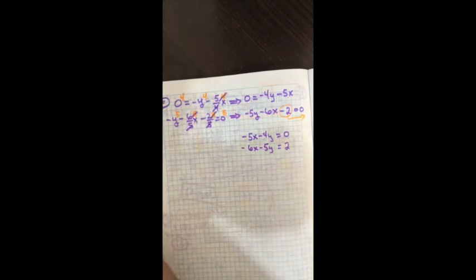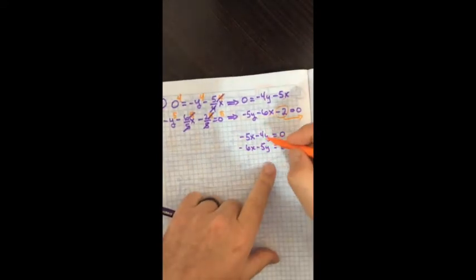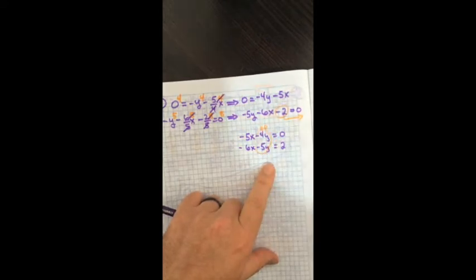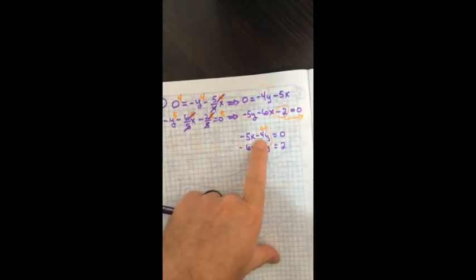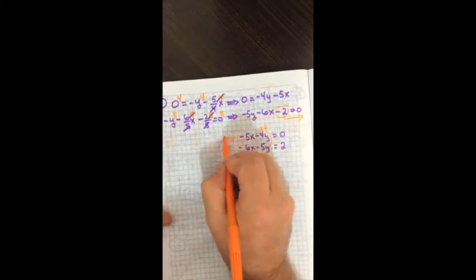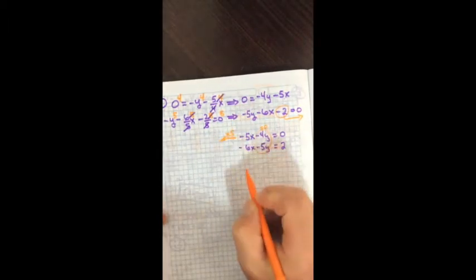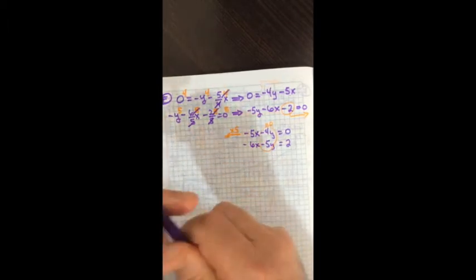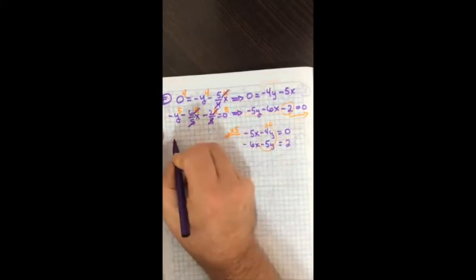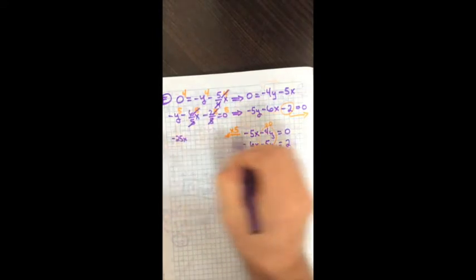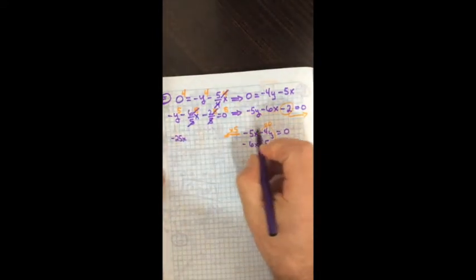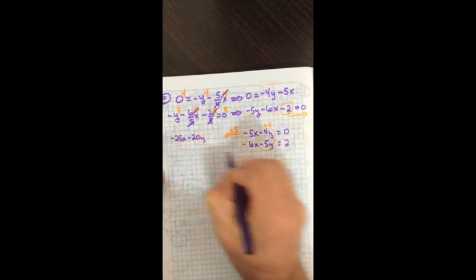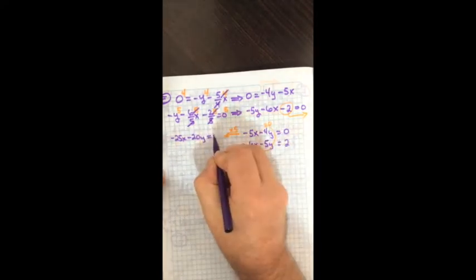I just need my eyeball to get one of them to be the same. I personally would probably go for a 20 right here. So I'm going to take this one times 5. Negative 5 times 5 gives me a negative 25x. I've got negative 25x out of the first piece. 5 times negative 4 will give me a negative 20y. And 5 times 0 is 0.